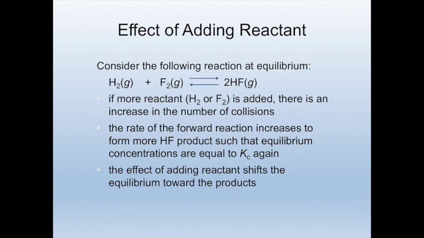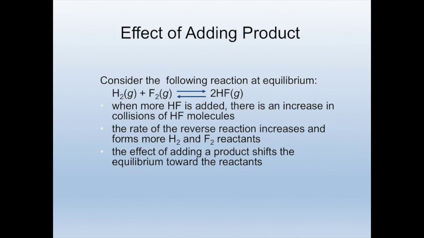So here's a real reaction. Hydrogen gas plus fluorine gas yields hydrogen fluoride. If you add more of either hydrogen gas or fluorine gas, then you will increase the number of collisions. This will increase the rate of the forward reaction, which will form more hydrogen fluoride product, and equilibrium concentrations will again equal Kc. So the effect of adding reactant shifts the equilibrium towards the products.